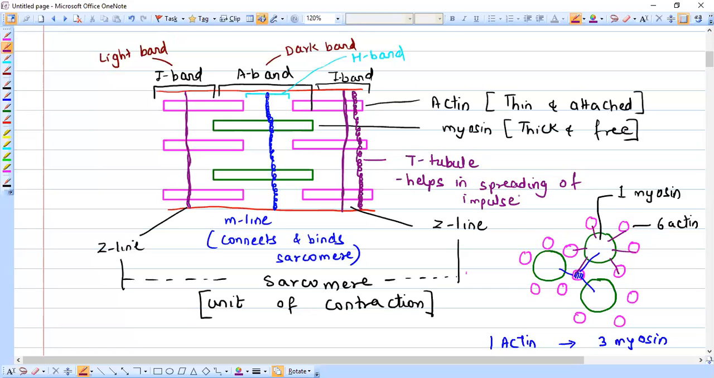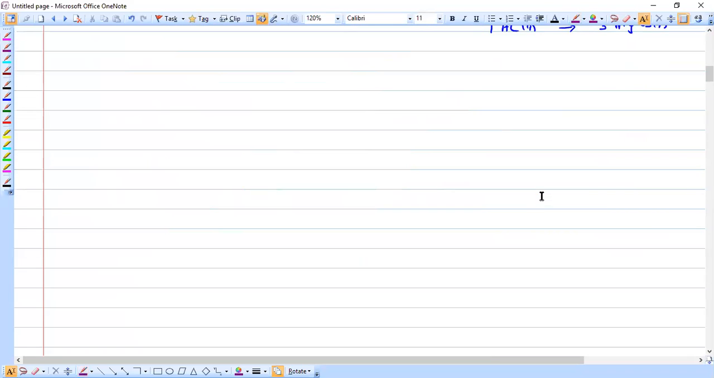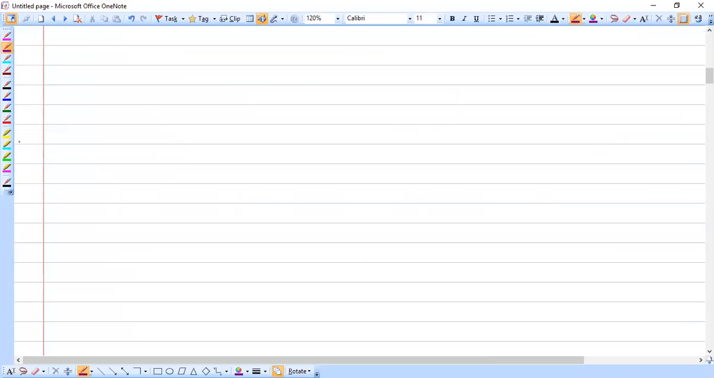Now we have to study how actin and myosin look. That is the important part. So let's look at the structure of actin and myosin. When we talk about the first structure, let's put the heading as structure of actin and myosin.